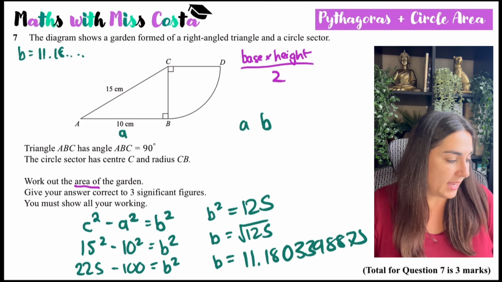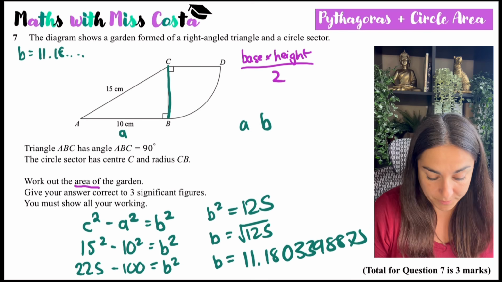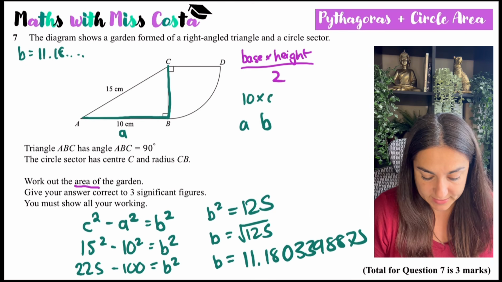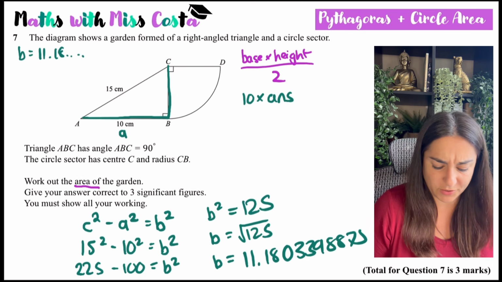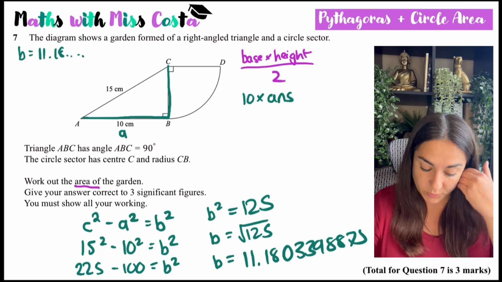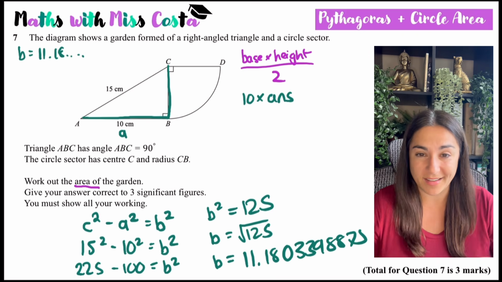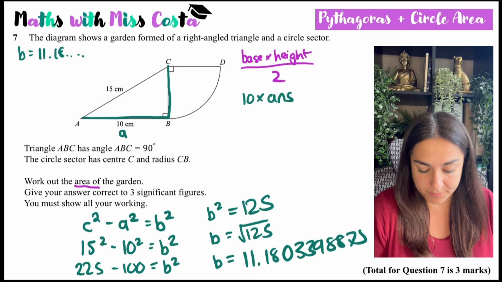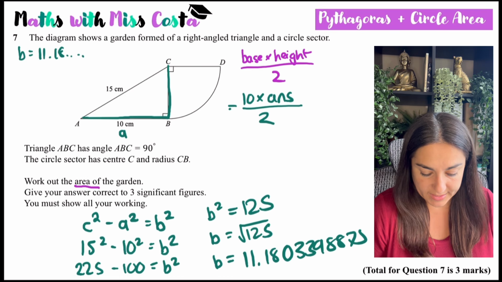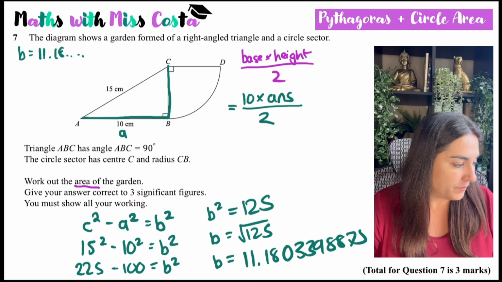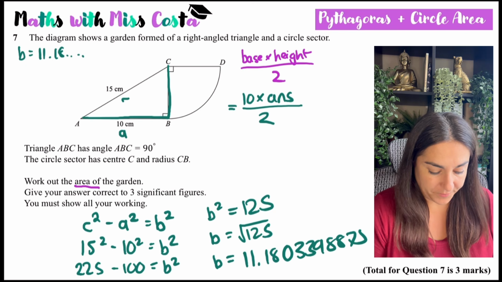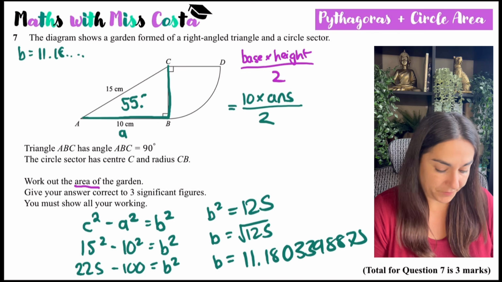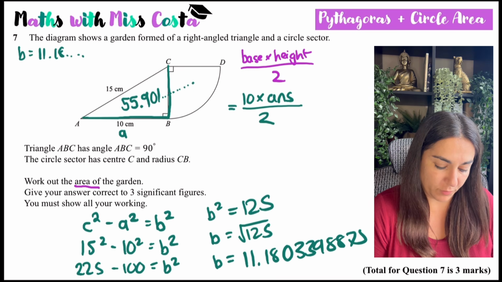Now, to work out the area of the triangle, I'm going to have to do base times height divided by 2. So I'm going to do the base, which is 10, times my answer in my calculator. It's just a quick way to save things. Instead of typing out the decimal, you just press the answer button because it remembers the last thing that you entered into it. So 10 times my answer divided by 2 is going to give you 55.9. So the area of the triangle is 55.9. Well, 55.901 and so forth.